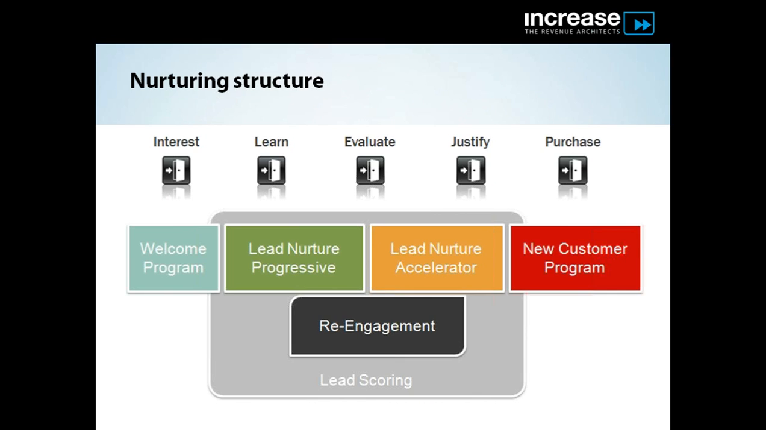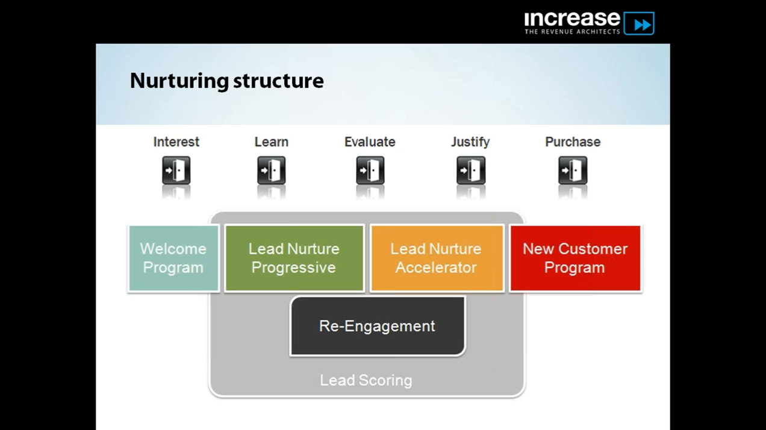On this slide, at the top, we have a very simple buying process with an interest phase, a learning phase where maybe the client would search on the internet for some options, an evaluation phase looking at potential solutions for their need, a justification phase to justify that they are making the right decision, and then finally a purchase. Very simple buyer's journey.